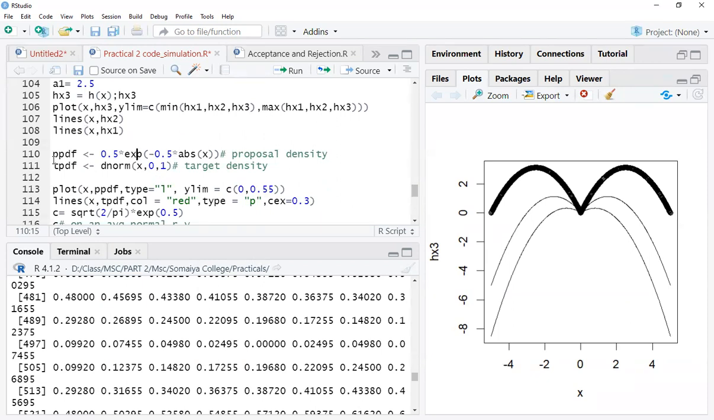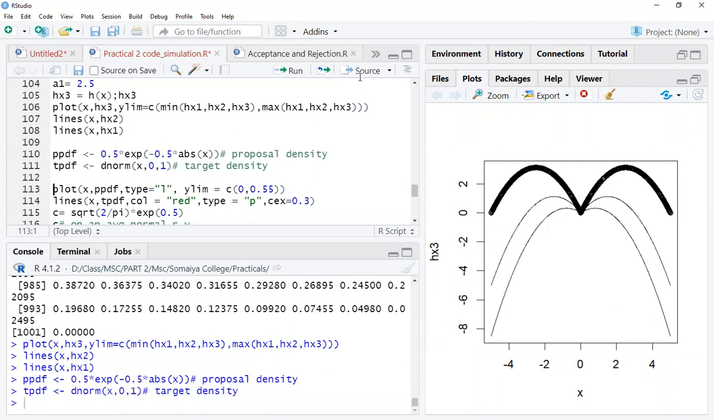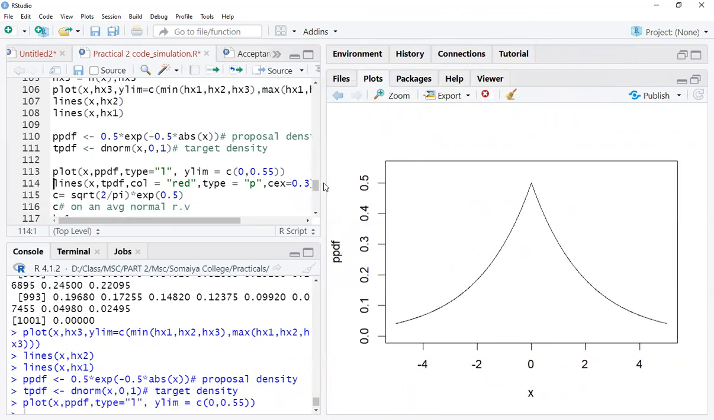So we have this particular proposal PDF. This is your target PDF. Let's draw the proposal PDF first. Look at this proposal PDF. The shape is inside, it is not outside. It's inside. But it seems to become a normal, but you can say that if you just get the values of x.